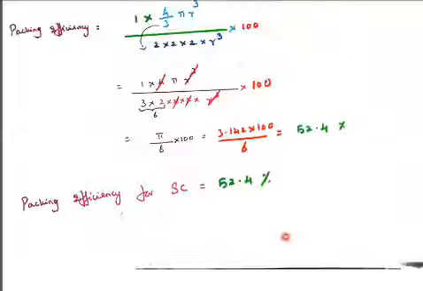That means the space occupied by the atoms is 52.4%. If they ask for the empty space, we say 100 minus 52.4, which is 47.6%.